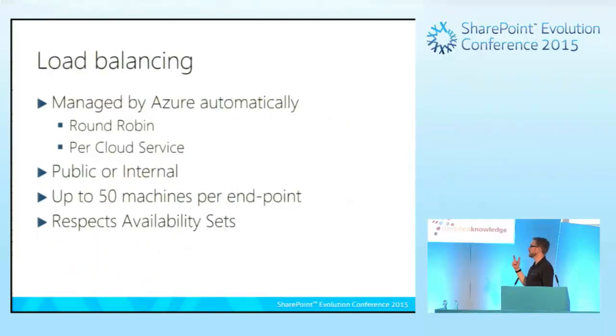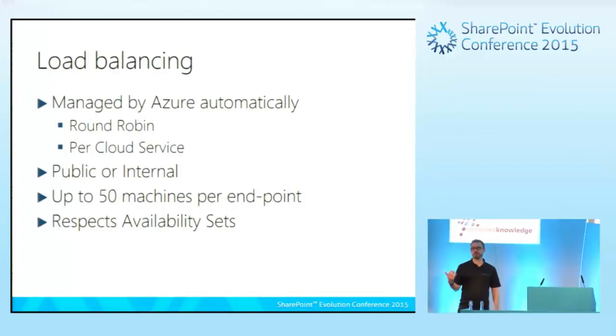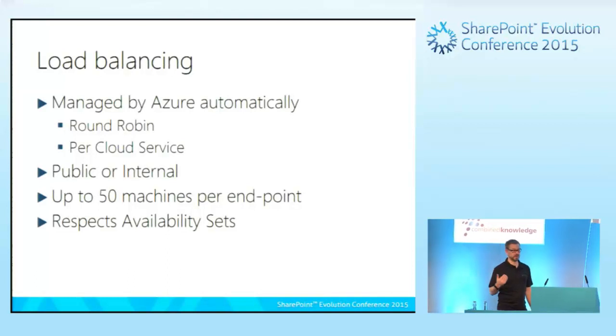So the load balancing is built into the cloud service. It's round robin. It can be a public or an internal one. You can have up to 50 endpoints per machine. And it's also taking the availability sets into consideration. So when Microsoft reboots a machine, it's automatically taken out of rotation.